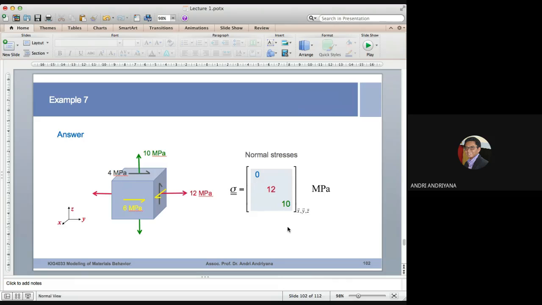Now, I have 2 shear stresses, which are 6 and 4. Where should I put this 6 and 4? To help you, you can look back at how we define the index of the shear stress. So I need answers, feedback. Please write it in the chat. The 4 megapascal, in which plane is it? Is it XY? Is it XZ? Is it YZ? Which one?